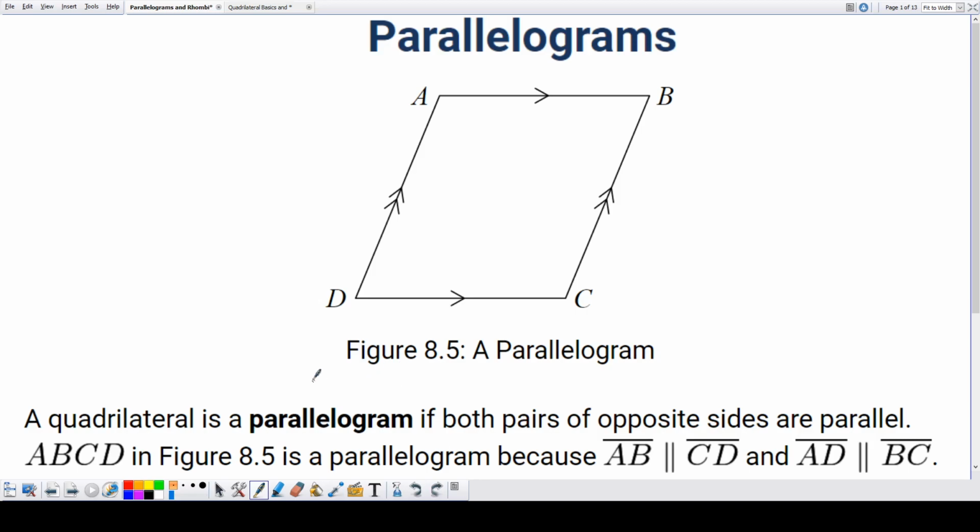Hello everyone. So today starts our lesson on parallelograms. A quadrilateral is a parallelogram if both pairs of opposite sides are parallel.